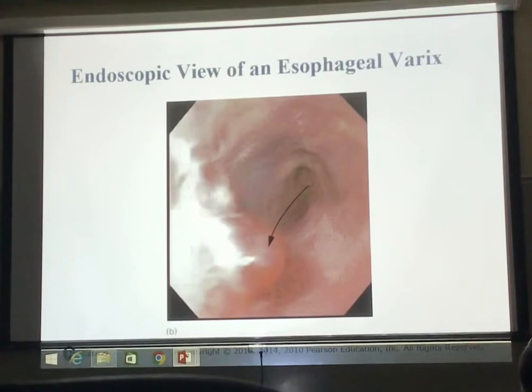That's what one looks like under an endoscope. They will pop, rupture. So on these patients, what would a chief complaint be if they're not having it done? Profuse bleeding.